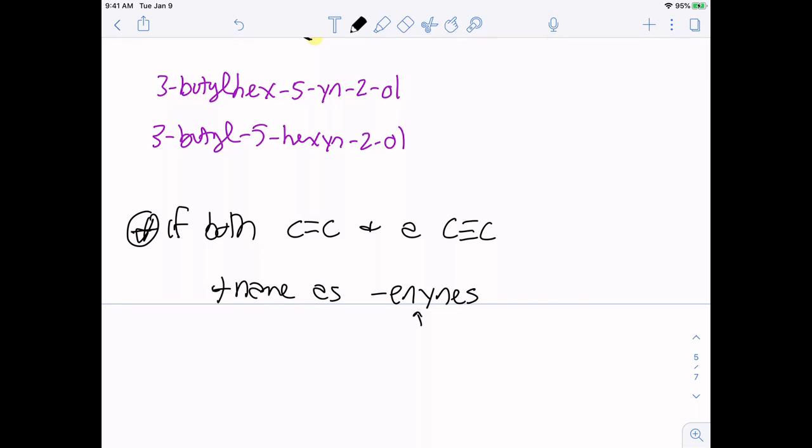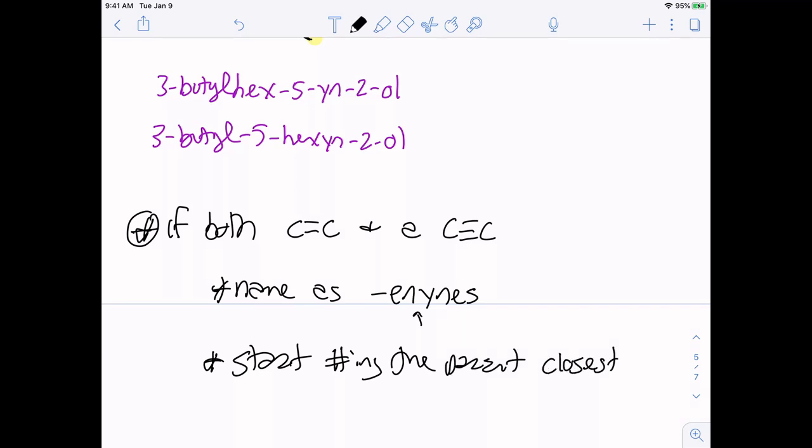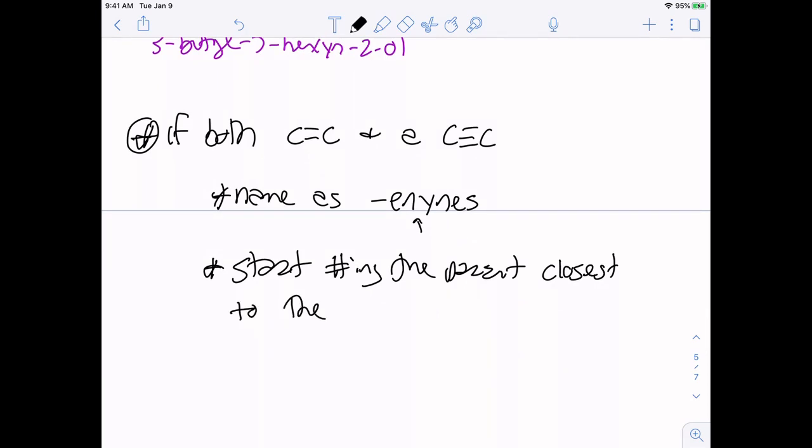And you're going to start numbering the parent closest to the first multiple bond. It doesn't matter if it's a triple bond or a double bond. You want to start numbering closest to the first multiple bond. If it is symmetrical, so a double bond on, let's say, carbon 1 from one end and the triple bond on carbon 1 from the other end, then my triple bond is going to take priority over the double bond.